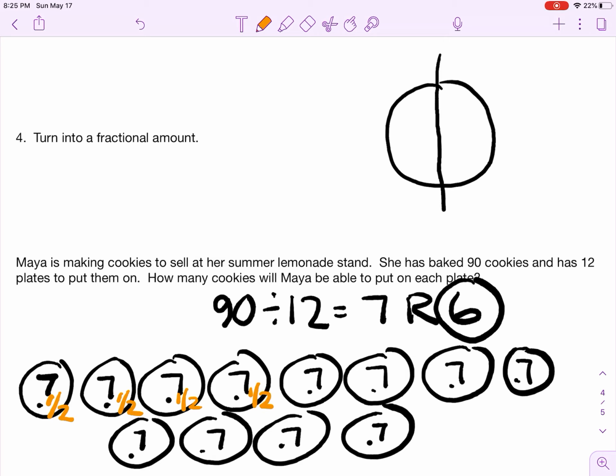And since cookies are something that you can easily divide in half, or maybe you have someone coming to your summer lemonade stand that's a little bit younger and they really wouldn't even be able to eat a whole cookie, you could hand them half of a cookie, and I'm sure they would be extremely happy.